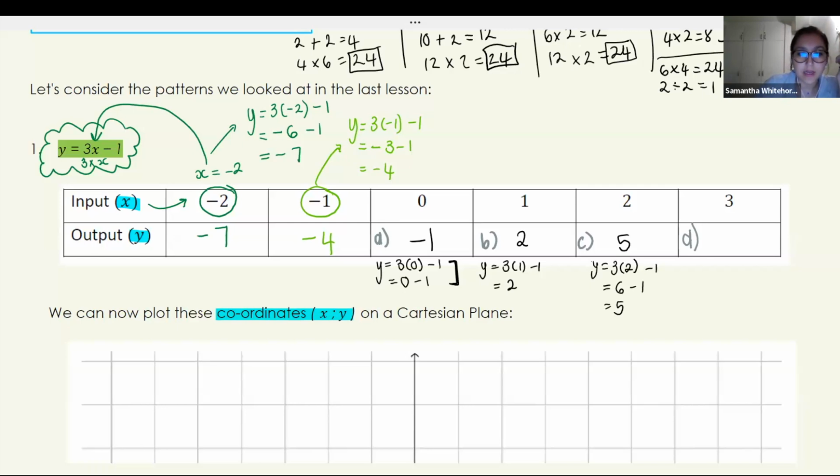Nice. Little Melo, would you like to give us D? Ma'am, I say 3 times 3 equals 9, minus 1 equals 8. Perfect. That was so quick. 3 times 3 is 9. 9 minus 1 is 8. So those are all of our outputs, and it's very important that we go according to our rule that we were given. All right.